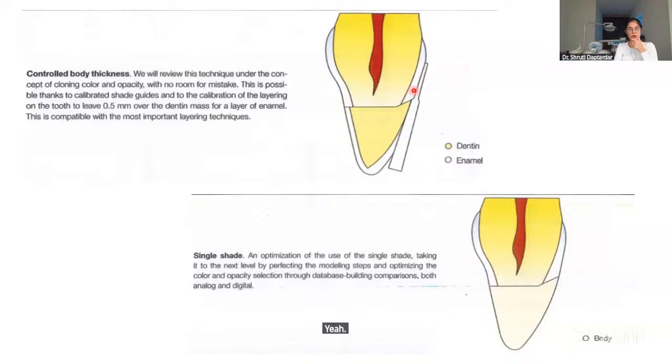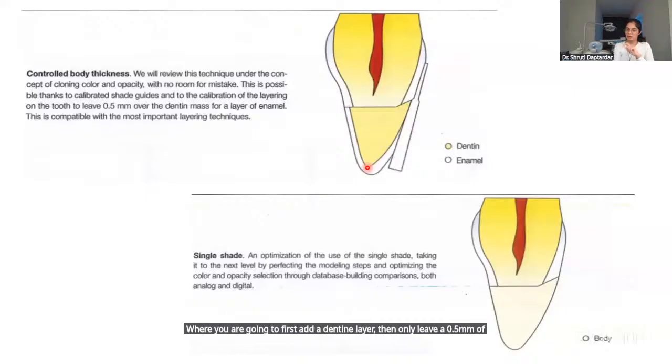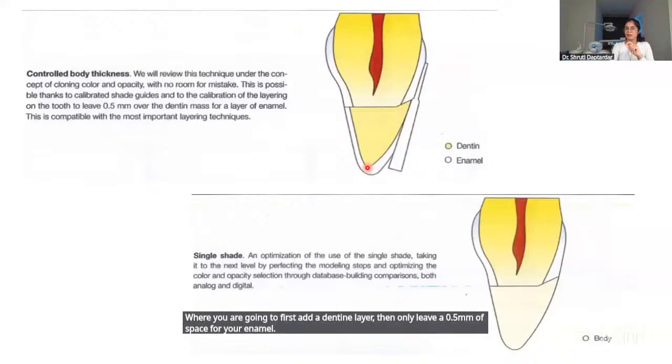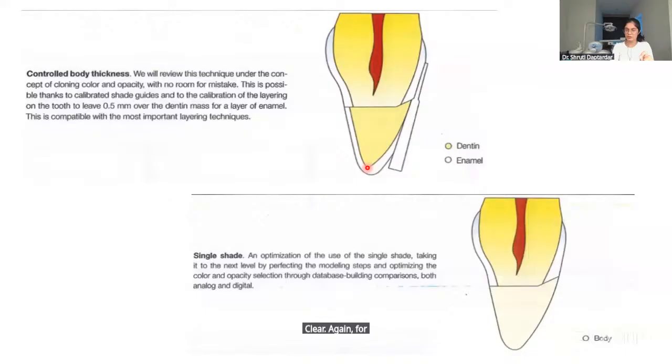Then you have something called controlled body thickness, where you are going to first add a dentine layer, then only leave 0.5 millimeter of space for your enamel layer. Again, for your class 4 restorations. And finally, your single shade technique, which will be used for your small class 3s and yes, diastema closures.